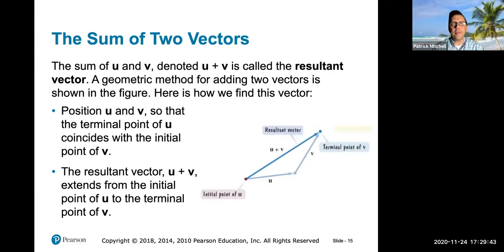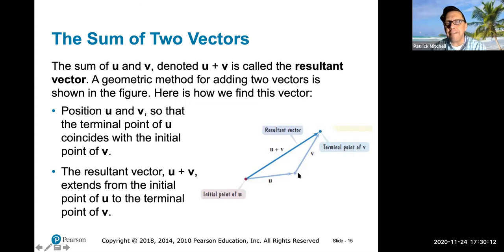All right, let's talk about the sum of two vectors. The sum of u and v, denoted u plus v, is called the resultant vector. A geometric method for adding two vectors is shown in the figure. So let me describe this to you. I'm not even going to look at the words over here. Here is vector u. So they've drawn vector v with its initial point corresponding with the terminal point of u.